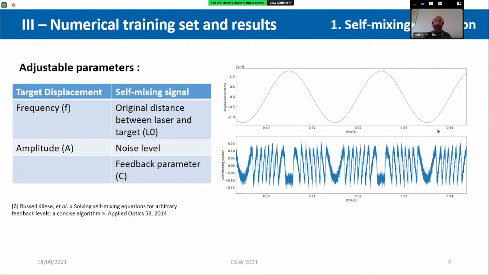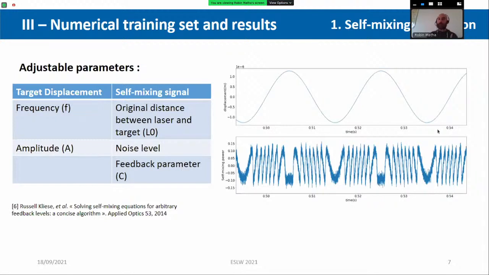Simulation here is possible because the characteristic time of the laser is very fast compared to the displacement. You can see here we use only harmonic displacement to simulate the self-mixing signal and train our network. We can adjust the following parameters: the frequency and the amplitude of the displacement, the original distance between the laser and the target, the noise level, and also the feedback parameter. The goal here is to build a sufficient data set to train our network.